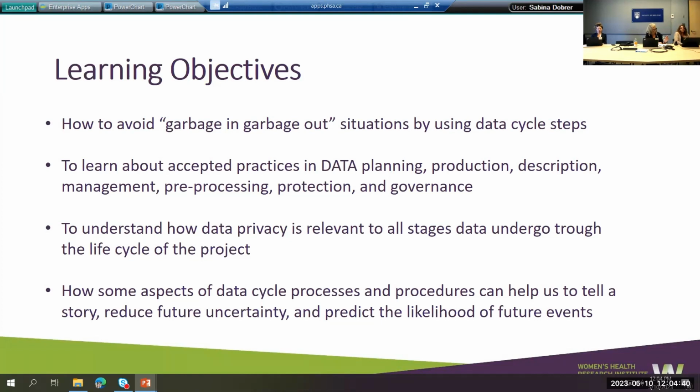Also, in statistics there are two main aspects: usually probability and uncertainty. But what we mean by uncertainty in statistics is statistical uncertainty. It's the uncertainty we introduce by using sampling or other modeling. But if our data are not good, we can introduce additional uncertainties on top of the statistical uncertainty and bias our results. So going through the data cycle processes and procedures can help us remove unnecessary uncertainty and help us predict the likelihood of future events based on our research questions.